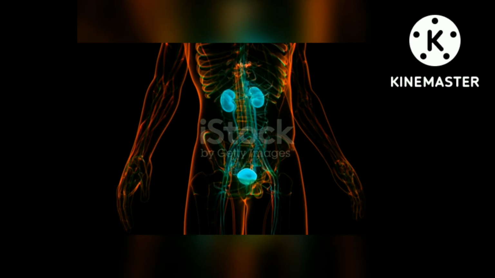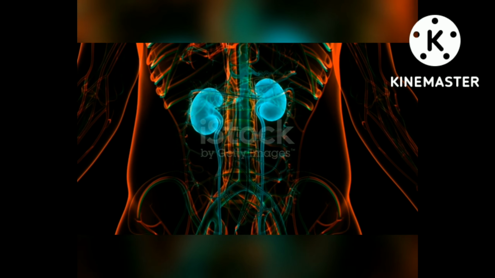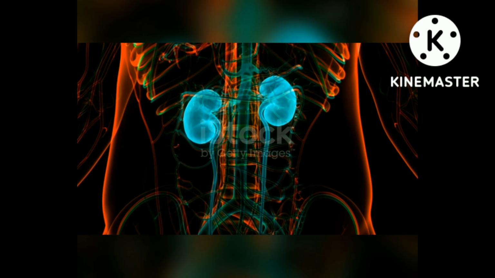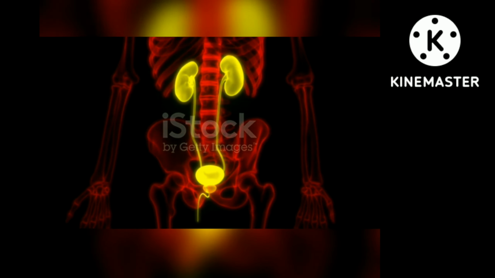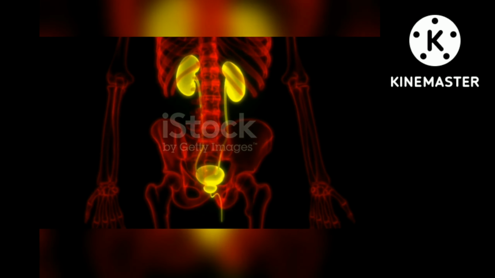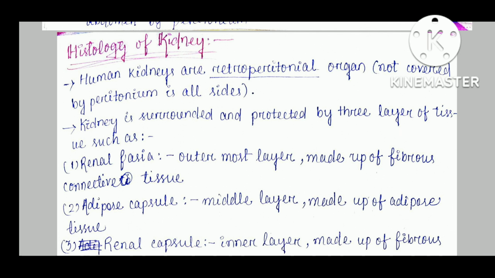Kidneys are located at the level of T12 to L3 of the vertebral column. The right kidney is located slightly lower than the left kidney. The kidneys are attached to the dorsal wall of the abdomen by peritoneum. Histology of kidney. Human kidneys are retroperitoneal organs.